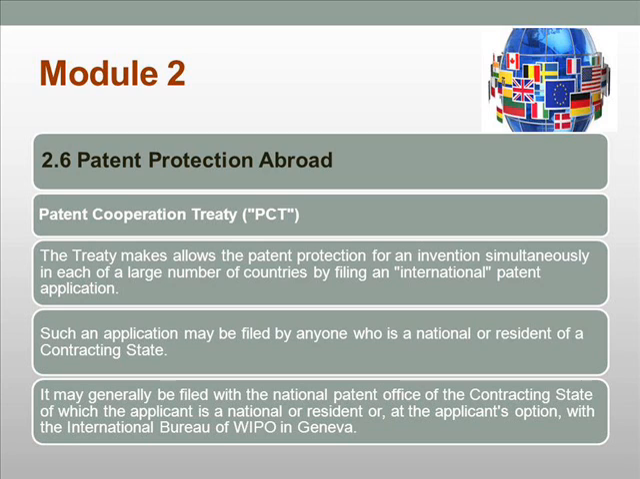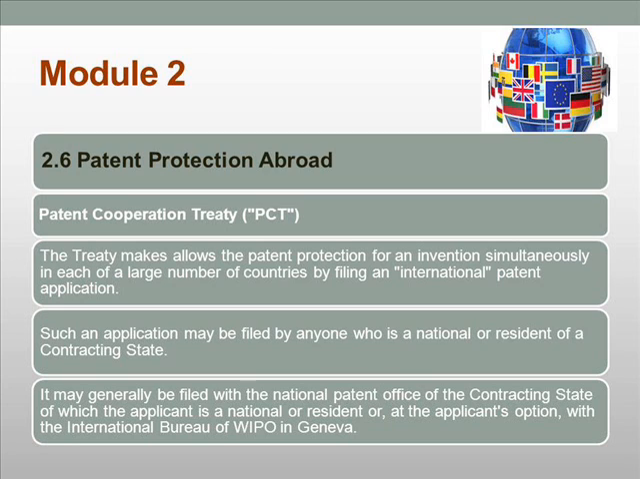The PCT system is a patent filing system and should not be mistaken for a patent granting system. Therefore, no PCT patent or international patent is granted. The task and responsibility of granting patents remains exclusively in the hands of the patent offices of the countries where patent protection is sought. The treaty allows patent protection for an invention simultaneously in each of a large number of countries by filing an international patent application.